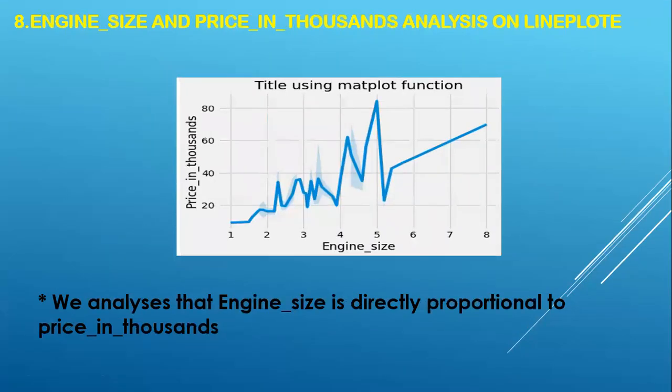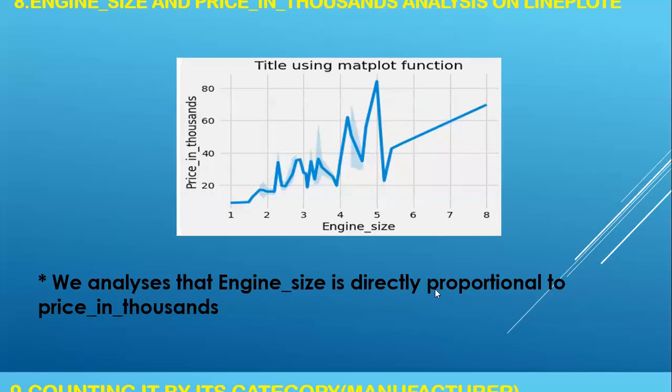Let me see engine size and price in thousands analyzed with a line plot. This is the line plot. We analyze that engine size is directly proportional to the price in thousands. If we increase the engine size, the price also increases. So we can conclude that engine size is directly proportional to the price in thousands.